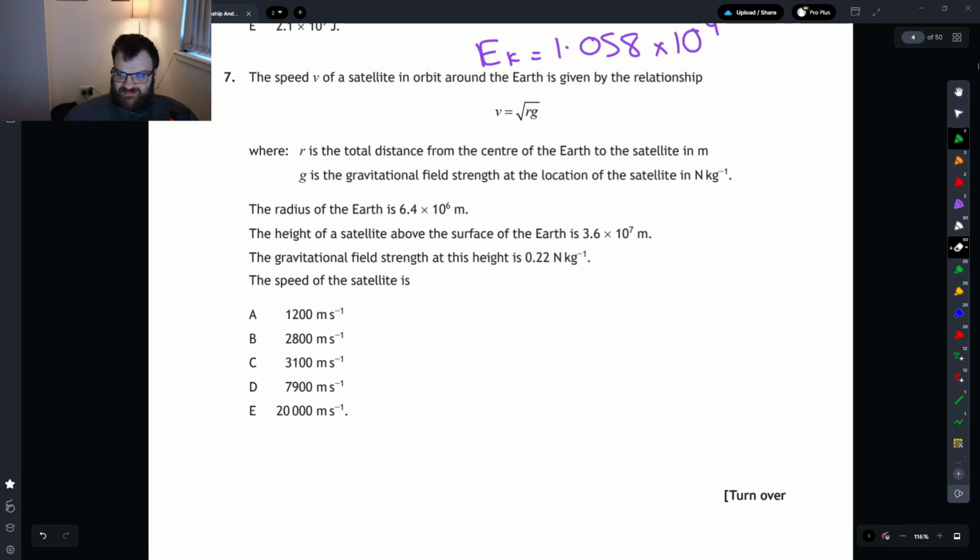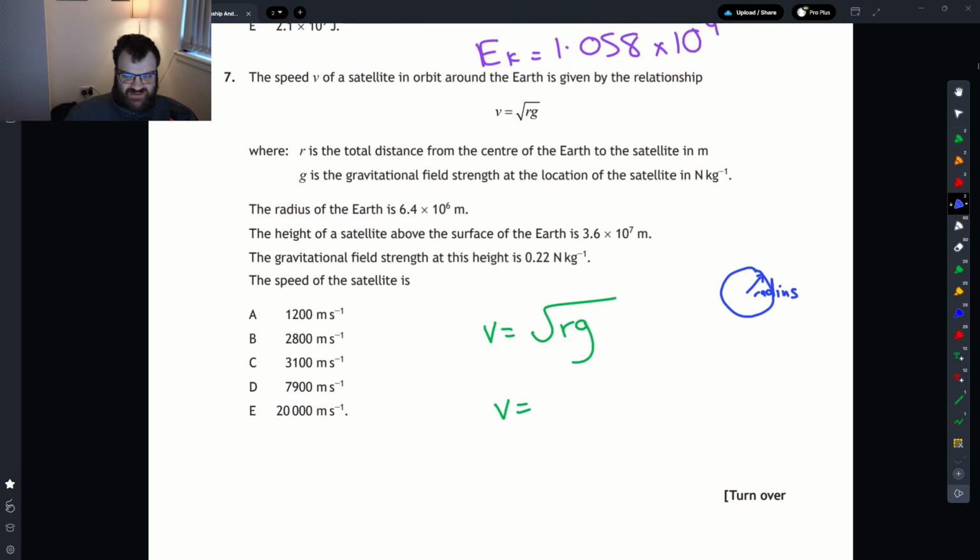Next up, we were given a relationship, presumably one that you're not taught in the course. We are then going to plug in our values. So V equals the square root of our G. So V equals, so R is the total distance from the center of the Earth to the satellite.